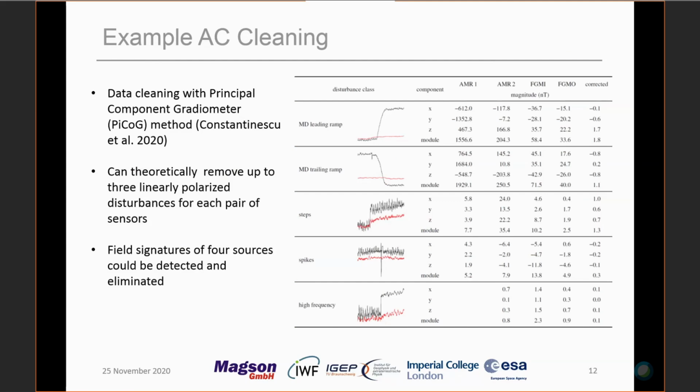So how does the cleaning work? In a first step during the commissioning phase, we downloaded raw data from the magnetometer, and the correction matrix was data mined on ground and uploaded to the spacecraft, and the correction of the data will be performed on board. The correction matrix were determined with a principal component gradiometer, AC cleaning techniques. It's developed by Dragoș Constantinescu from the TU in Braunschweig.